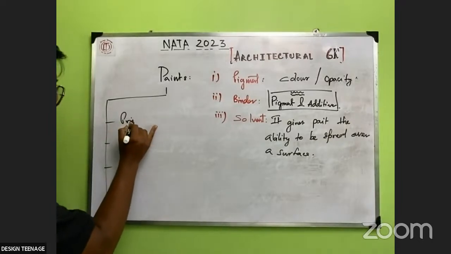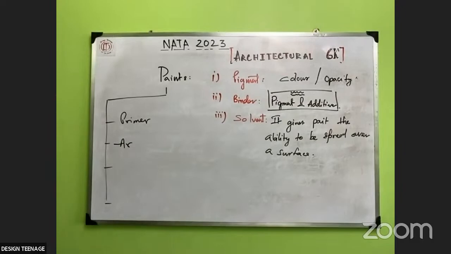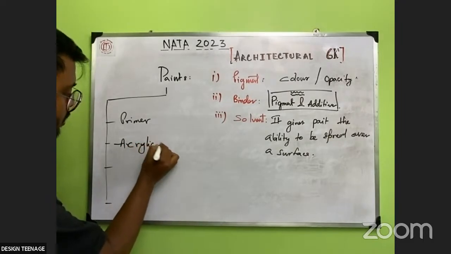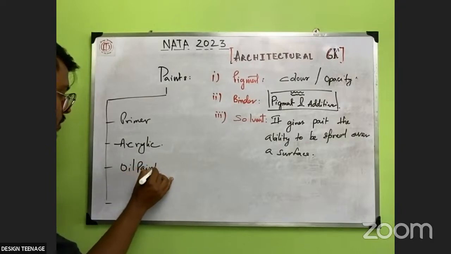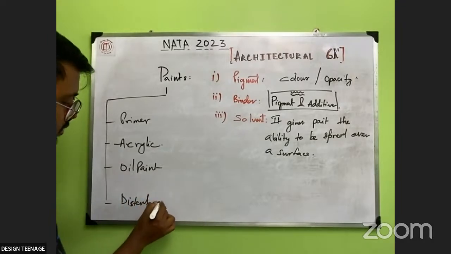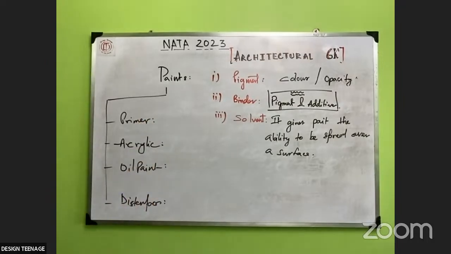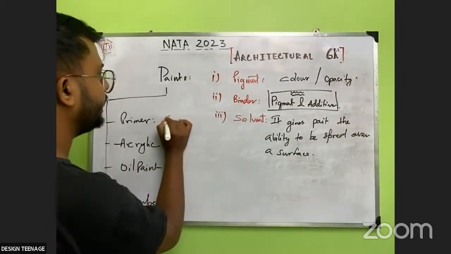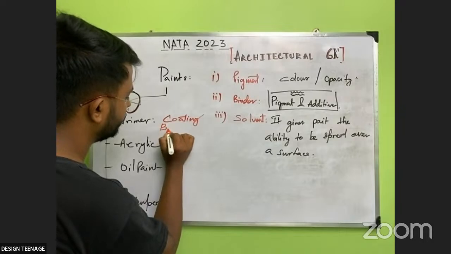Primer, acrylic, oil paint, distemper. Where is what used? Identification is very important. Now, primer is a preparatory coating on materials before painting. So, a coating before painting. Okay.